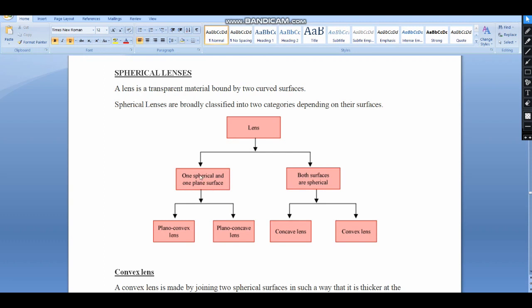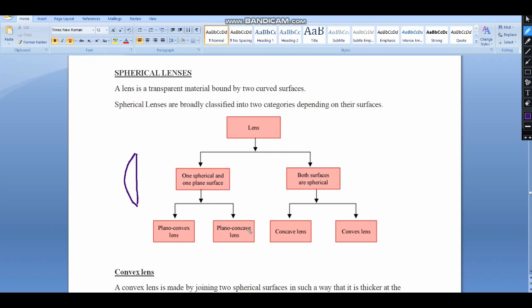In the case of a plano-convex lens, just see the figure of the plano-convex lens. This one is a plane, and on one side it is convex. That is a plano-convex lens.